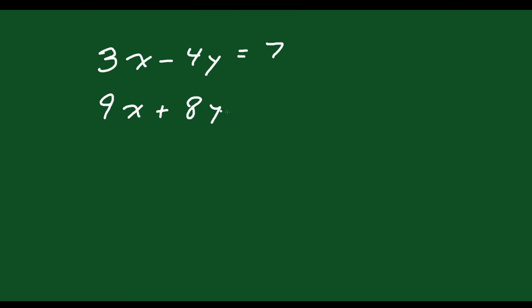What if we're asked to find the point of intersection between two equations? Let's say those equations are 3x minus 4y equals 7 and 9x plus 8y equals 11. Where would these two lines cross if we were to graph these lines and then figure out where they're crossing? Well, there's a couple different methods we can use. Let's start off by using elimination.